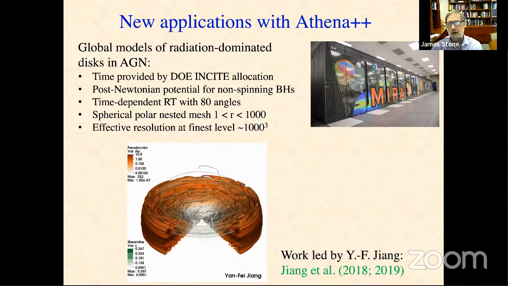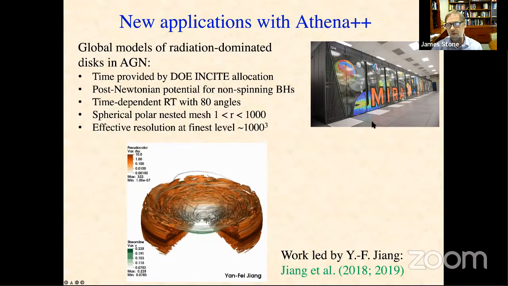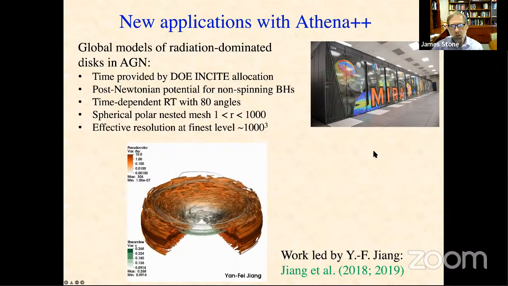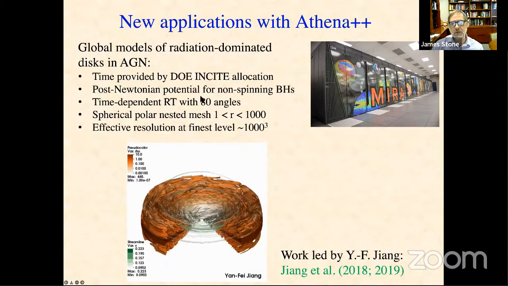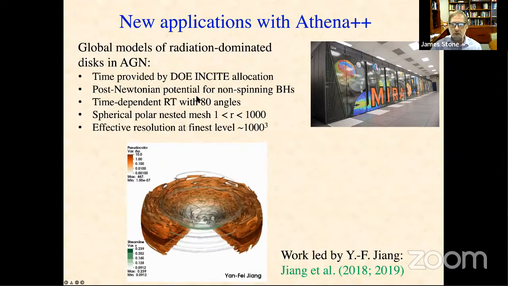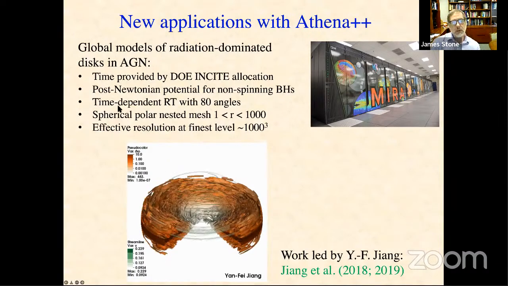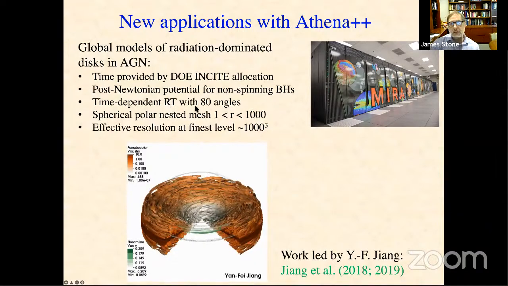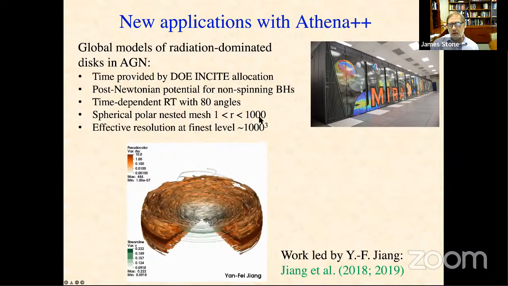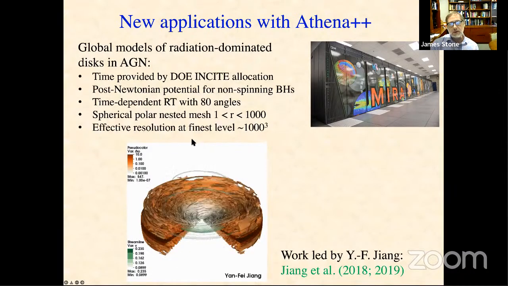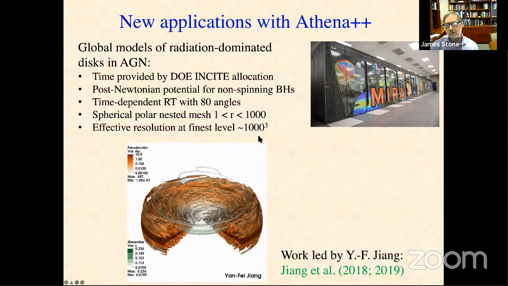We've been using time allocated to us from the DOE INCITE program, which provides access to very, very large computers like Mira. We have not been doing full GR, but have been using Newtonian calculations in a post-Newtonian potential. That means our calculations are only relevant, say, beyond 10 or 20 RG. We've been using this full time-dependent radiative transfer method, 80 angles per grid cell, a factor of 1,000 in dynamic range in radius, with AMR to give us resolutions in the inner regions of about 1,000 cubed grid cells.